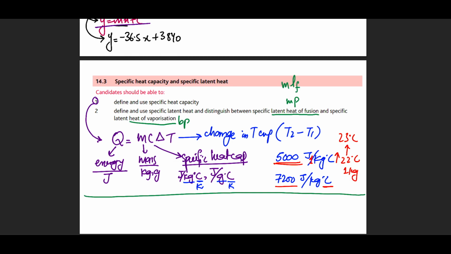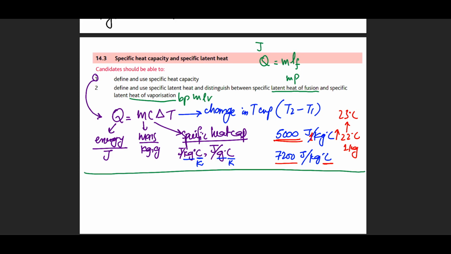So this is going to be m L_F, latent heat of fusion, multiplied by mass, and this will be m L_V, latent heat of vaporization, multiplied by mass. And most definitely, this will also be equal to Q is equal to m L_F, Q being the energy requirement. Okay. Now, these two will be required at the melting points or the boiling points of the substances. These are the energy of change of state.